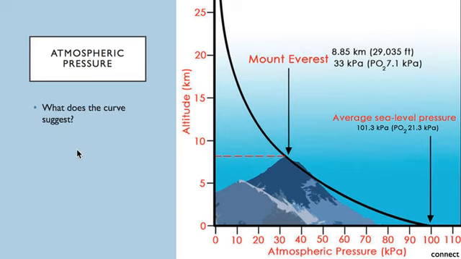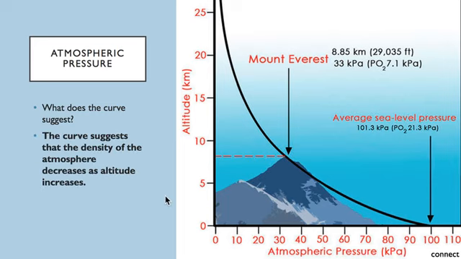So that leads on then: what does the curve suggest? Can you explain why it's a curve? Okay, so pause it there. The curve suggests that the density of the atmosphere decreases as the altitude increases. We'd expect it to be a straight line, but it's not, and that suggests that the density is decreasing as the altitude increases as well.